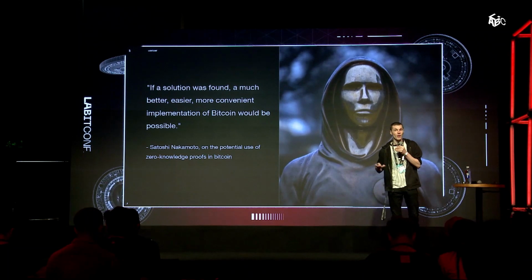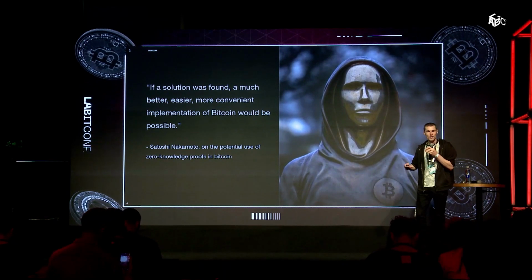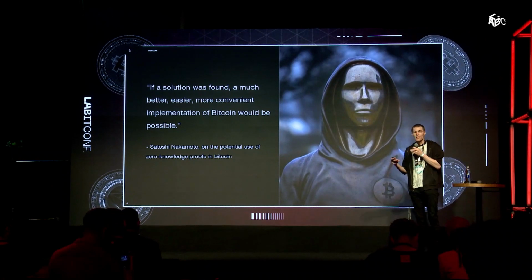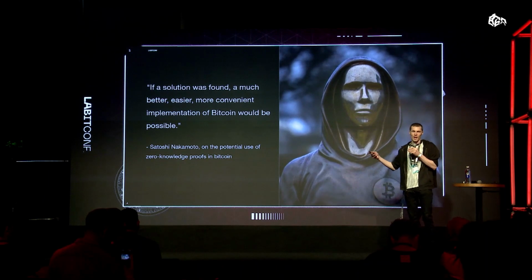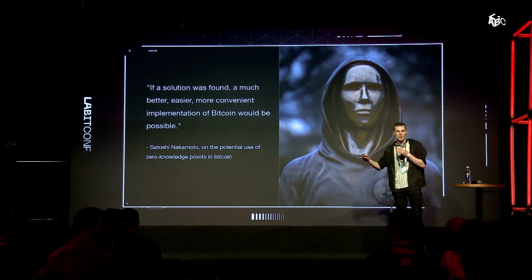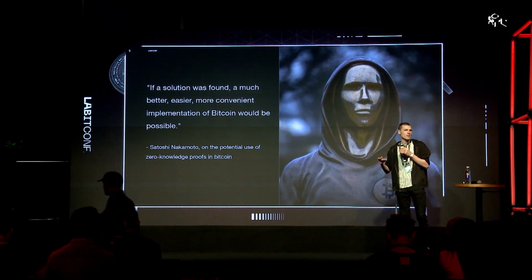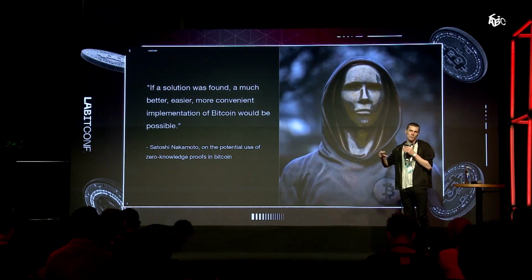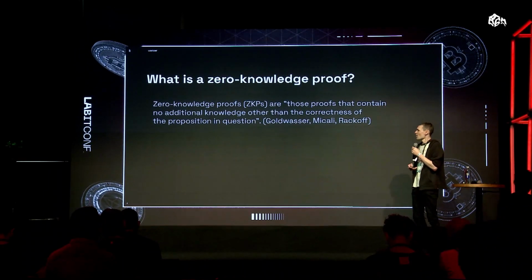Satoshi wrote in 2010 on the Bitcoin Talk forum that if a solution was found, that is, a way to integrate zero-knowledge proofs with Bitcoin, a much better, easier, more convenient implementation of Bitcoin would be possible. In the years since he wrote that, we have actually brought zero-knowledge proof systems up to the level of performance where we can integrate them with production cryptocurrencies, and we are seeing that indeed they do make better, easier, more convenient implementations of cryptocurrency possible. I'll be exploring in this talk some of the ways that we could bring this technology to Bitcoin and realize Satoshi's vision here.